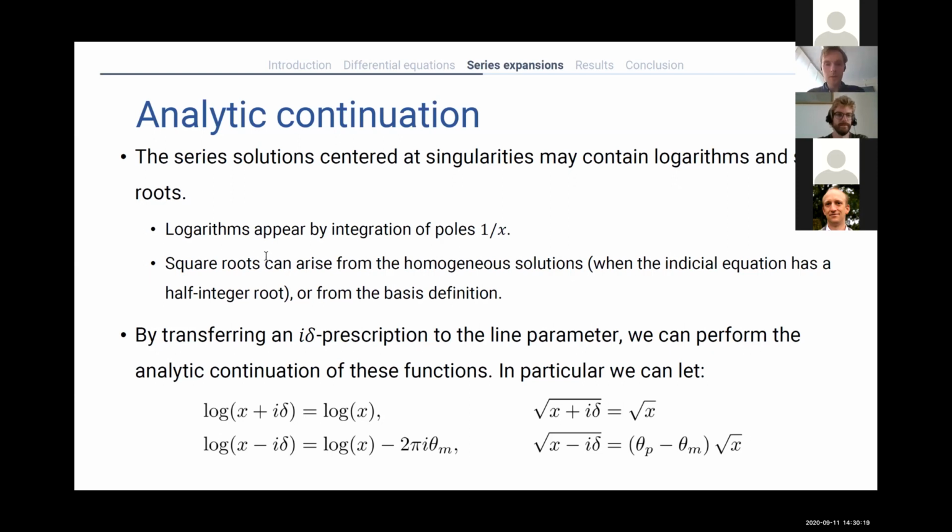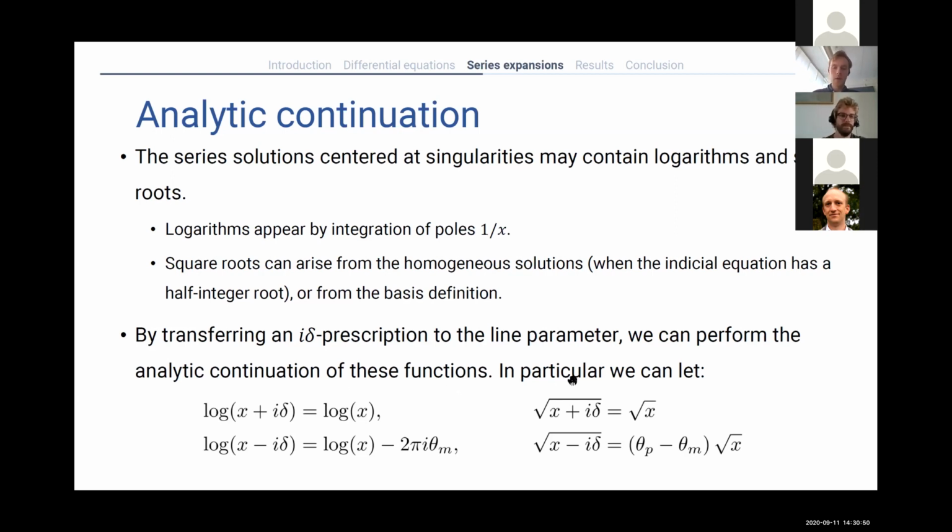There can also be square roots in a homogeneous solution, and this happens from the Frobenius method. Basically, the Frobenius method is a way of solving homogeneous differential equations by making an ansatz. And this ansatz has an initial equation in it, which is a polynomial equation. If that has a half integer root, then you will find square roots in your solutions. But the nice part about this is that these are very elementary functions.